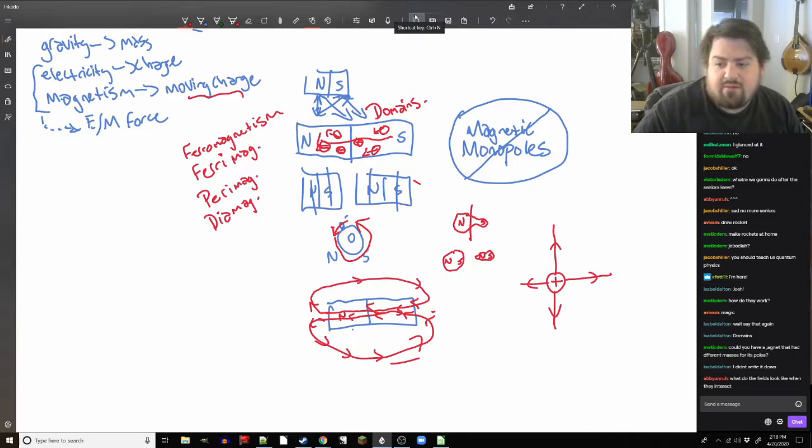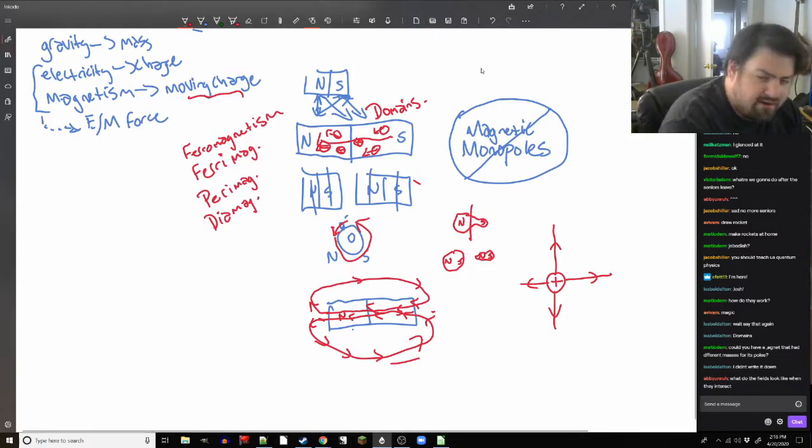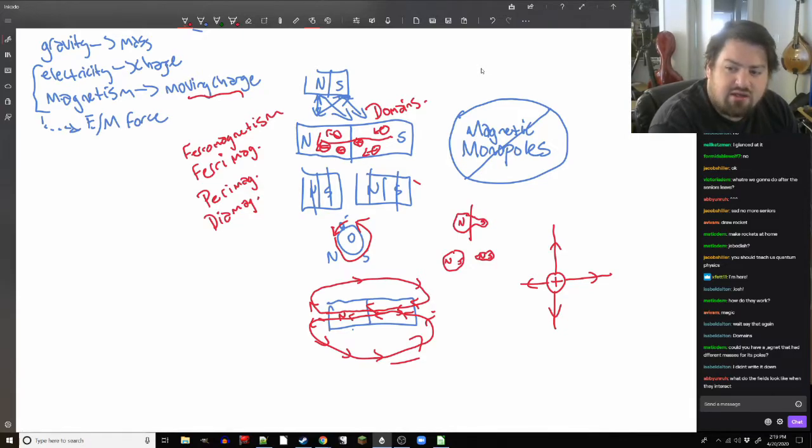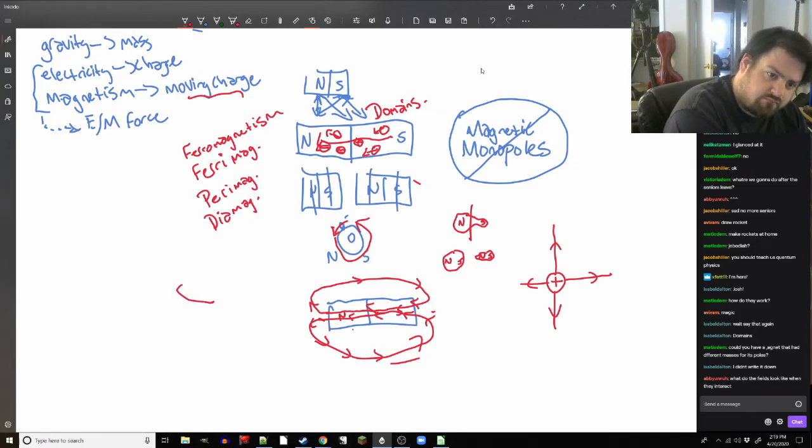What do the fields look like when they interact? Ooh, that's a really good question. I was hoping you guys wouldn't ask that, because it's really difficult. So one of the rules about magnetic field lines is that they can't cross each other. So if you had a magnet with field lines like this, kind of like a bar magnet, circulating around like that, and you have another magnet come close to it, right? The field lines are not going to intersect or cross each other. They're going to squish, and they're going to do... man, it's really hard to draw.